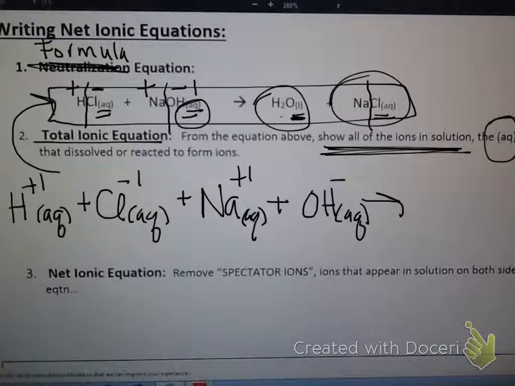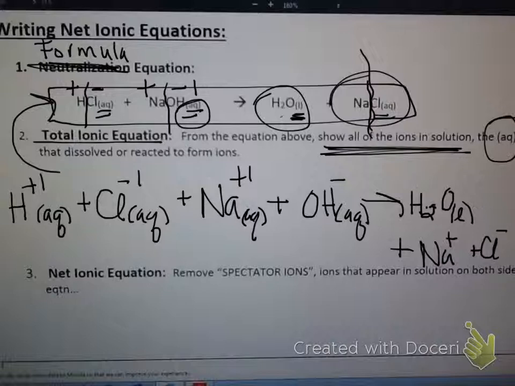Now notice that water isn't aqueous, or water doesn't dissolve in itself to form ions, so we're just going to keep water as a liquid. We're only going to dissociate the compounds that are aqueous. Sodium chloride's aqueous, so we're going to dissociate it into sodium cations and chloride anions. So those are both aqueous. I'm running out of room here. Alright, so this is the total ionic equation. We've got all of the aqueous species dissociated.